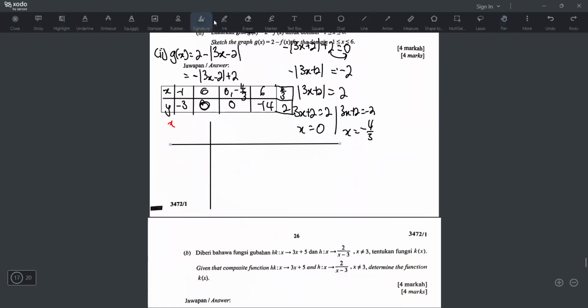Okay, I think this is fine. So this is my y-axis. This is my x-axis. Okay, the first point is at -1, -3. This is the starting point, right? So -1 and -3, you don't have to be accurate. Just like lebih kurang lah.